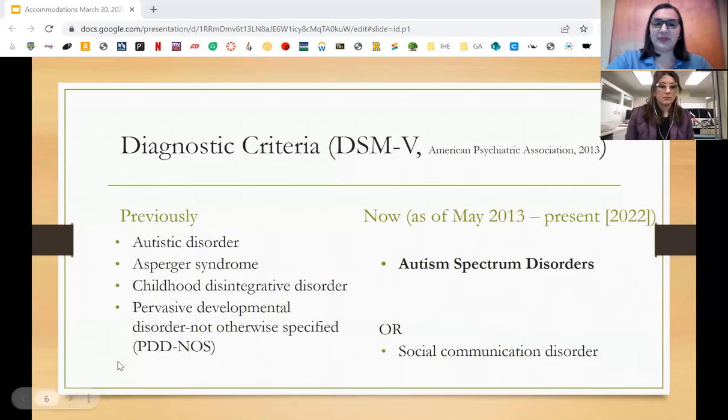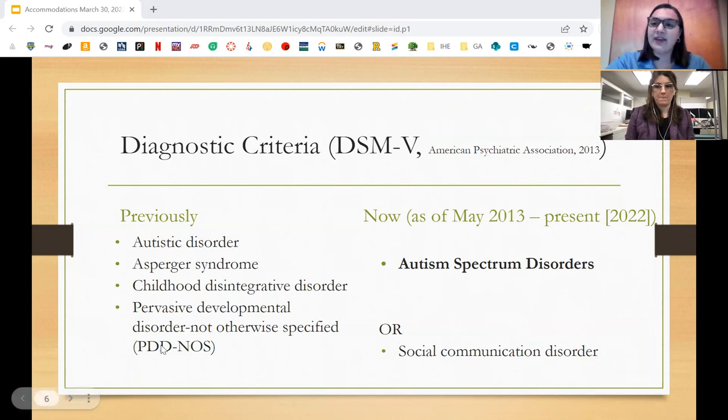So if someone was previously diagnosed with one of these conditions, such as someone who had an Asperger diagnosis, they would now be diagnosed as having an autism spectrum disorder. So if someone is going to an evaluation, they're not going to get a new diagnosis of Asperger's or autistic disorder or PDD-NOS, they would be diagnosed with ASD or autism spectrum disorder.